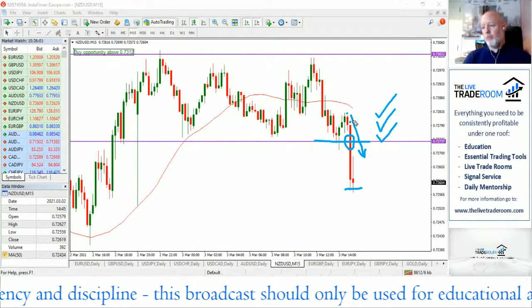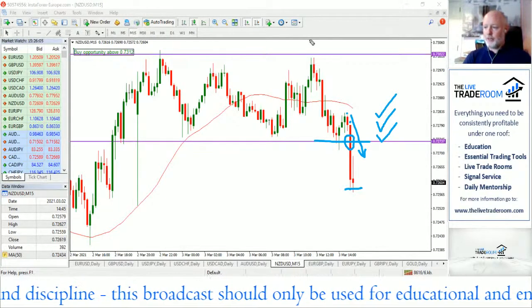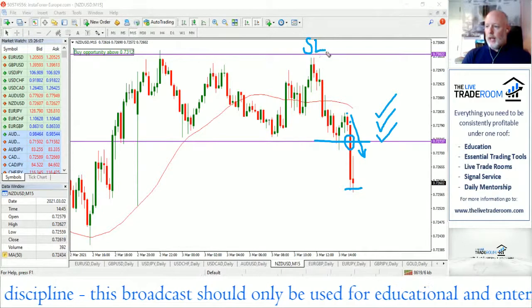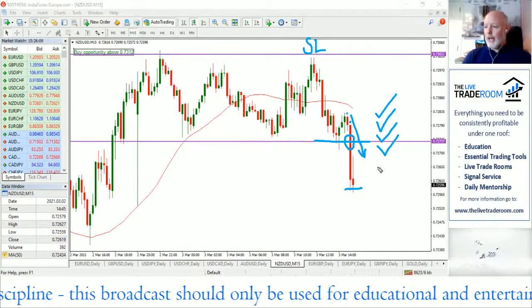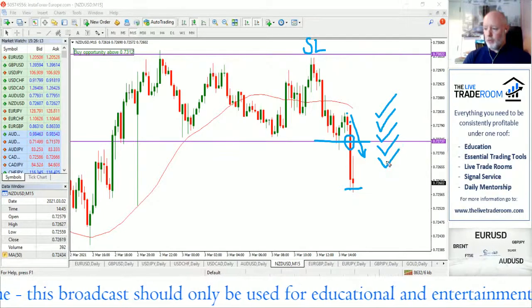So we've got all these ticks. So really, the sell trade exists. We've got a technical stop loss, and we've also got a nice positive risk reward in the trade.